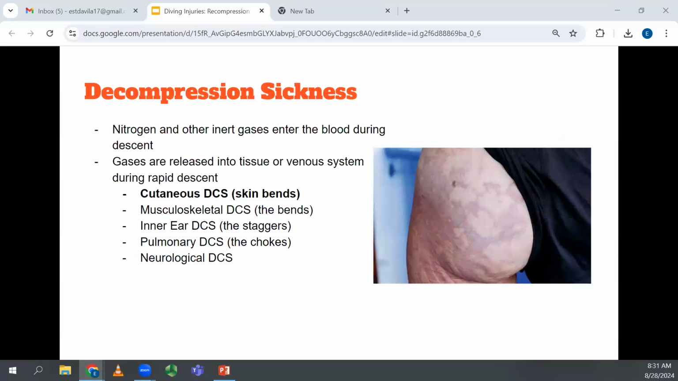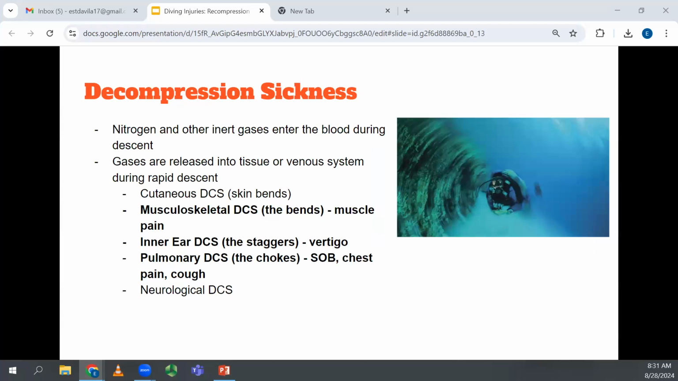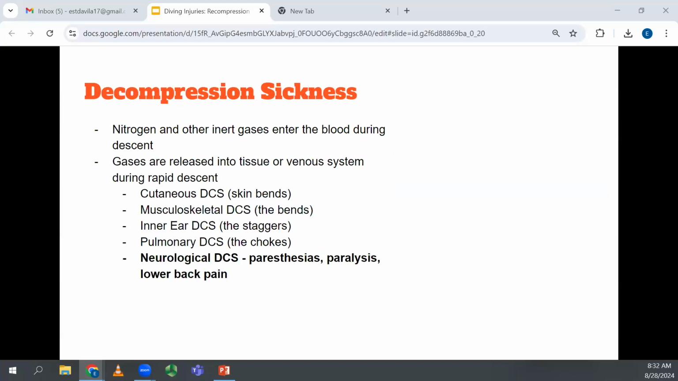It can cause cutaneous decompression sickness, which is pretty mild, just the skin bends. You can see a mottled rash like this, or itching or pain around the skin. Musculoskeletal DCS is the bends, so the gas goes into the muscles and causes muscle aches or pains. Inner ear DCS can cause vertigo, hearing loss. Pulmonary DCS can cause shortness of breath, chest pain, cough, pulmonary symptoms. And then neurological DCS can happen in the spinal cord or the brain, and this can cause paresthesias, paralysis, back pain. But some of these symptoms can be permanent and irreversible if not treated.